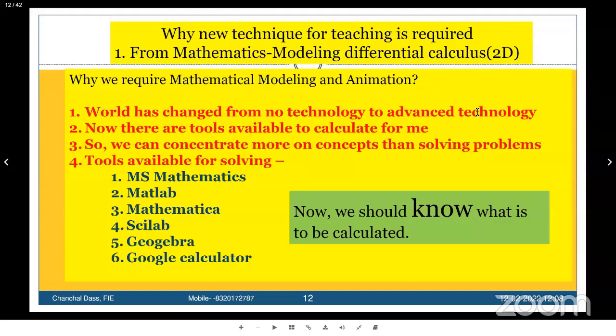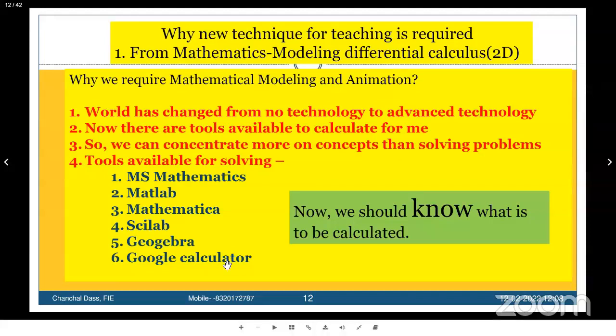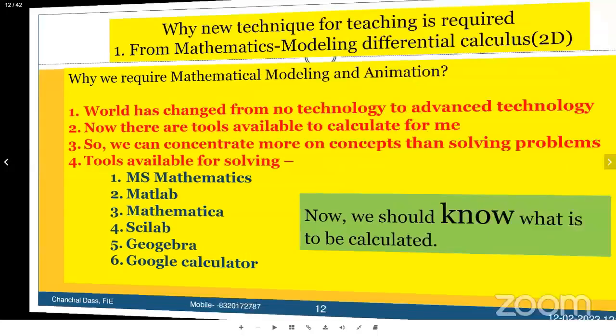For some examples, I am giving the tools available. My very favorite tool is MS Mathematics. It is Microsoft Mathematics, and it is available free, and anybody can download and work with it. I don't know why it is not that popular, but it is a very good package. No programming knowledge, nothing is required. And then Matlab, Mathematica, Scilab, GeoGebra. These are all tools that are there, and moreover the Google calculator. There you need not learn anything. Whatever you want, you just Google it and you will get the answer for that problem. So technology is there, and now we should know what is to be calculated and how to calculate it, not that we should calculate on our own. So this trend has changed.